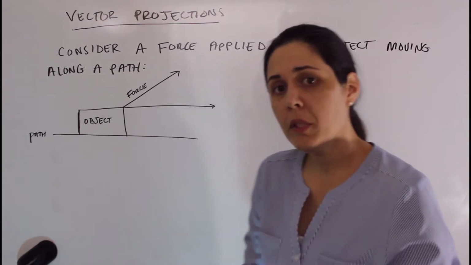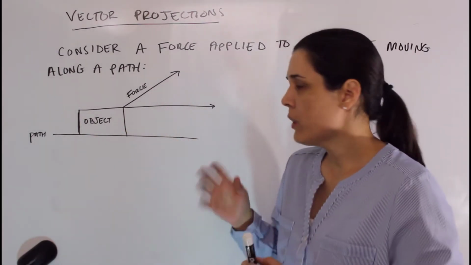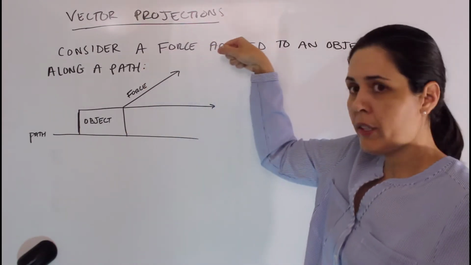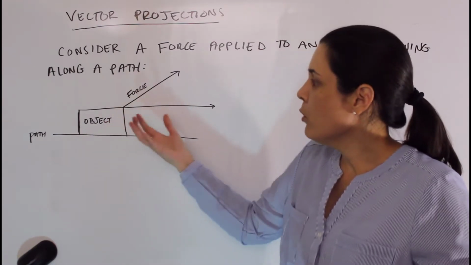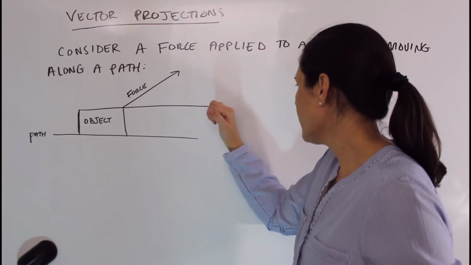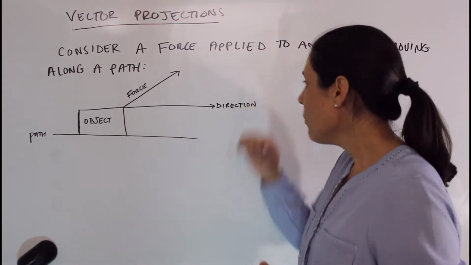So we have an object, let's say sitting on a path, like on the ground maybe, and a force is applied. In my drawing, the force is pulling upward sort of at an angle, and it's being applied to this object, and it's moving that object in a certain direction. So this vector here is representing the direction that my object is being moved.